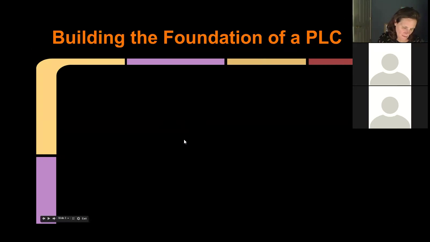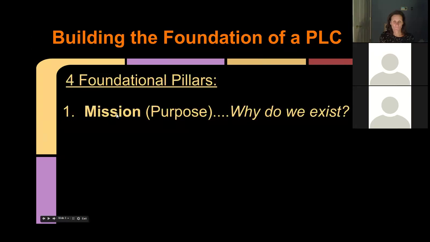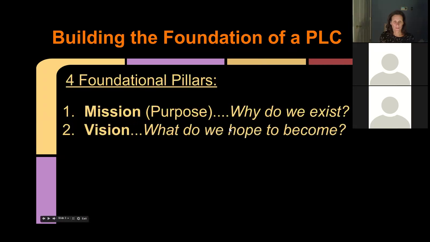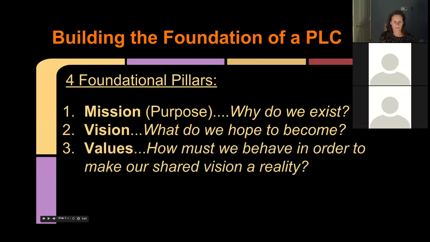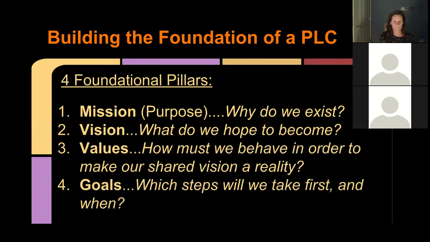And let's see, my laptop is a little sensitive. And let me preface it by saying I got cut off. I lost my connection a couple of times. So I moved locations in my house, and hopefully that won't happen in the middle. In any case, DuFour and Eaker talk about four foundational pillars to PLCs. The first being the mission, the purpose, why do we exist? The second, the vision, what do we hope to become? Third, our values, how must we behave in order to make our shared vision a reality, and finally our goals, which steps will we take first and when.